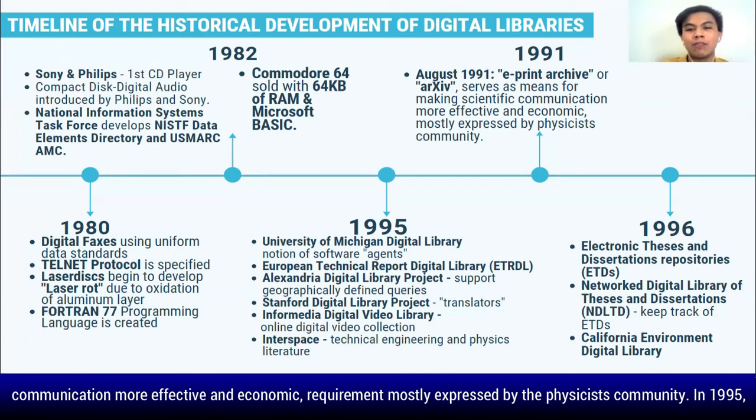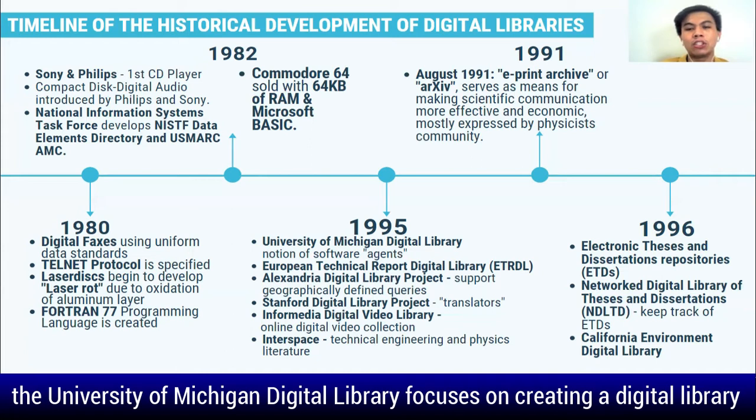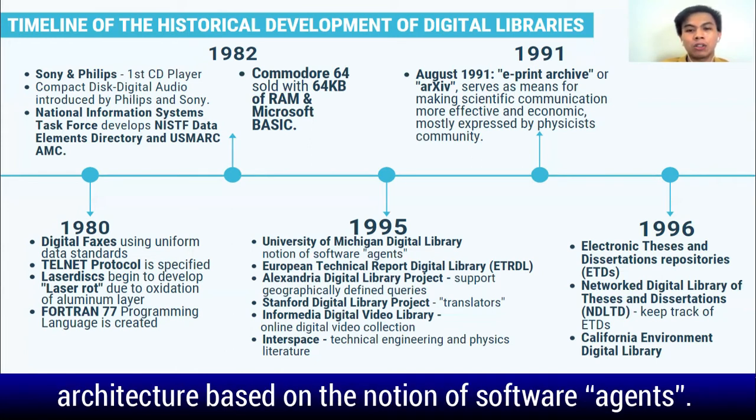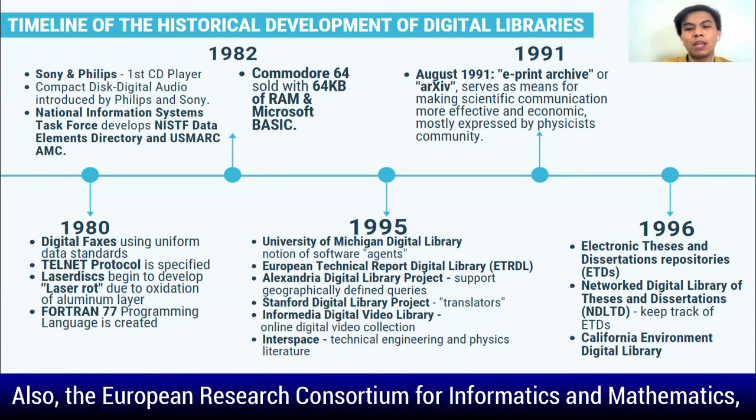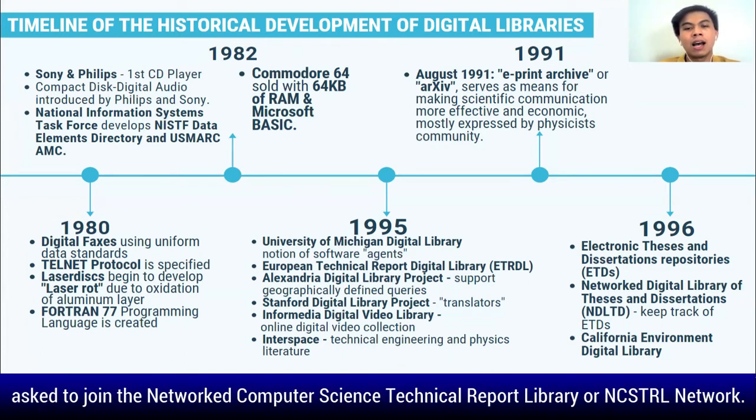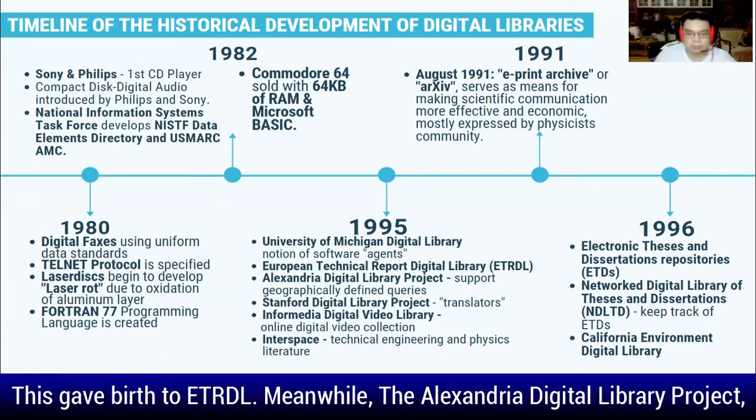In 1995, the University of Michigan Digital Library focuses on creating a digital library architecture based on the notion of software "agents." Also, the European Research Consortium for Informatics and Mathematics asked to join the Network Computer Science Technical Report Library, or NCSTRL network. This gave birth to ETRDL.